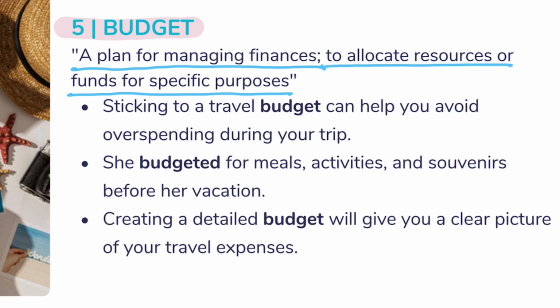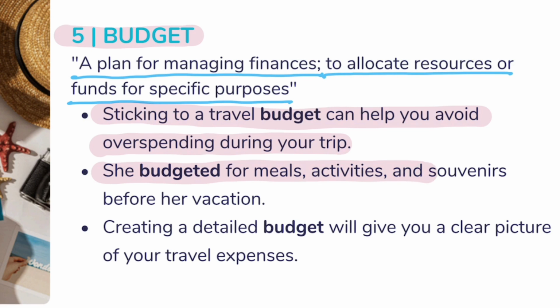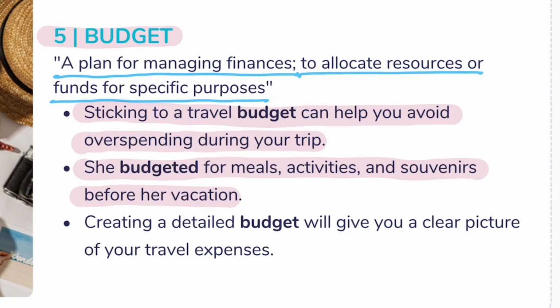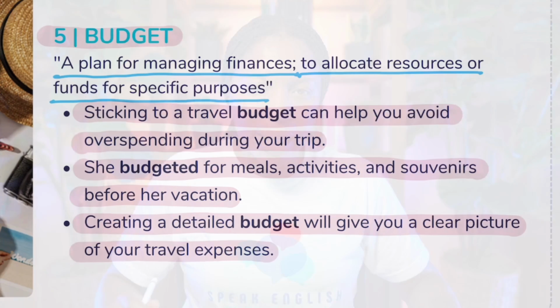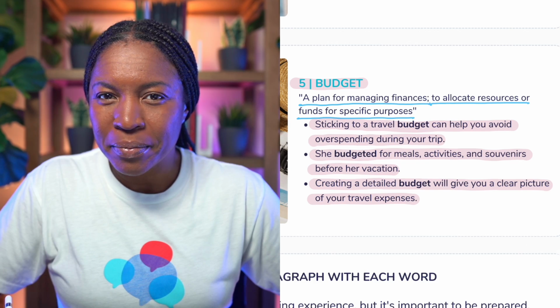Here's the first example sentence. Sticking to a travel budget can help you avoid overspending during your trip. Next, she budgeted for meals, activities, and souvenirs before her vacation. And finally, creating a detailed budget will give you a clear picture of your travel expenses. So again, our fifth term is budget.